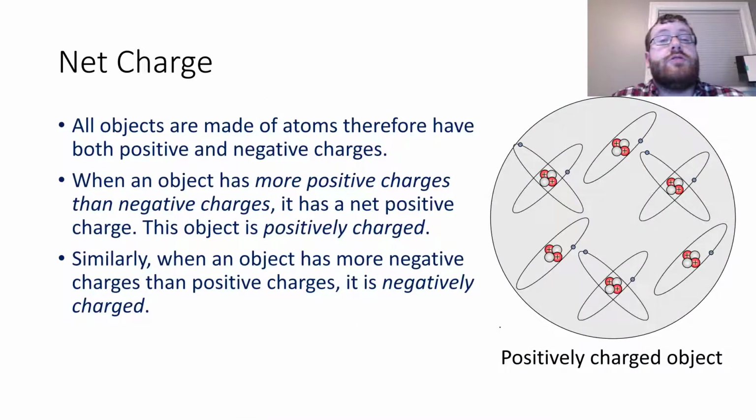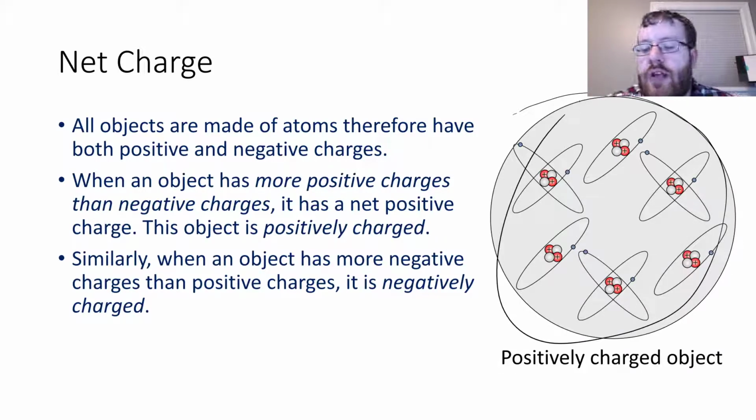Well, that's something we refer to as net charge, which is the overall buildup of charges inside of an object. So all objects are made up of atoms. We know that by now. But when an object has more positive charges than negative charges, it itself becomes positively charged. And an object that contains more negative charges becomes negatively charged. It all makes sense. So over here we have an image of some kind of macroscopic object.